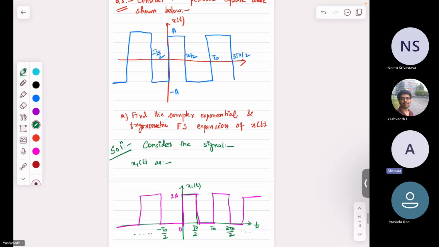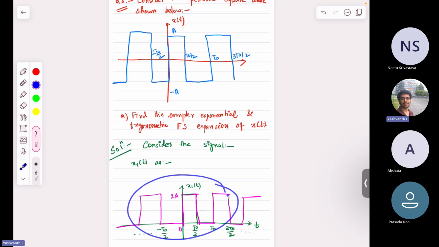x of t is symmetrical to the x-axis, whereas x1 of t is not symmetrical to the x-axis, as per me. Yeah, that is correct. But what I'm asking is, let's say I have x1 of t. Can you do some mathematical operation on x1 of t and get x of t? Yes, in x1 of t you have mentioned 2a, whereas in x of t you have mentioned just a, and at the negative section minus a.